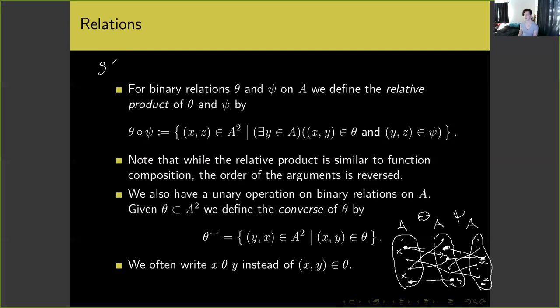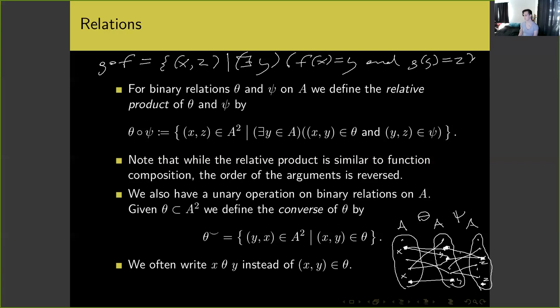So when we look at the composite of two functions g of f, this is often defined as the set of all XZ so that there exists some Y so that f of X is equal to Y, and g of Y is equal to Z. And you can also write this out in terms of the corresponding binary relations for those functions.